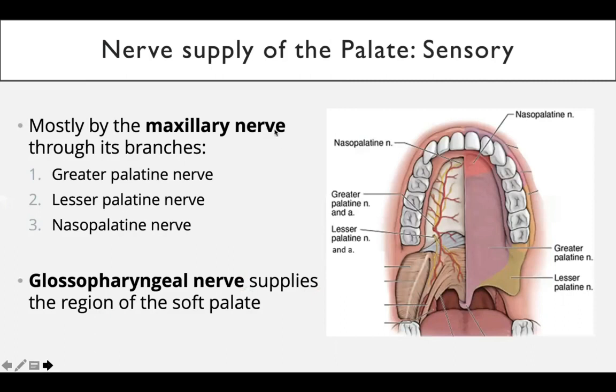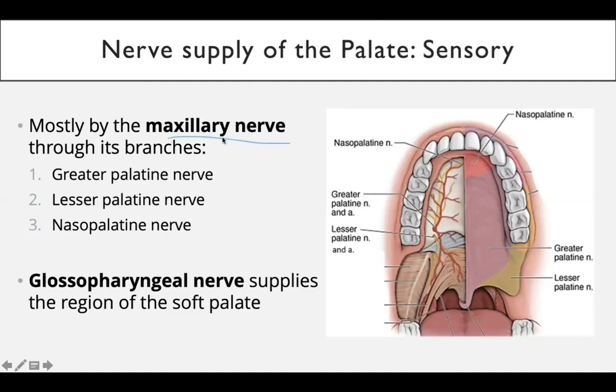Nerve supply. Okay, let's now come to the nerve supply of the palate. It should be easy. Come on, it should be easy. So they say mostly by the maxillary nerve through its branches. Okay, palate, maxilla. Why? It's in the roof. Oh, so the upper jaw is known as maxilla. So it should be the maxillary nerve. Okay, this much we understand.